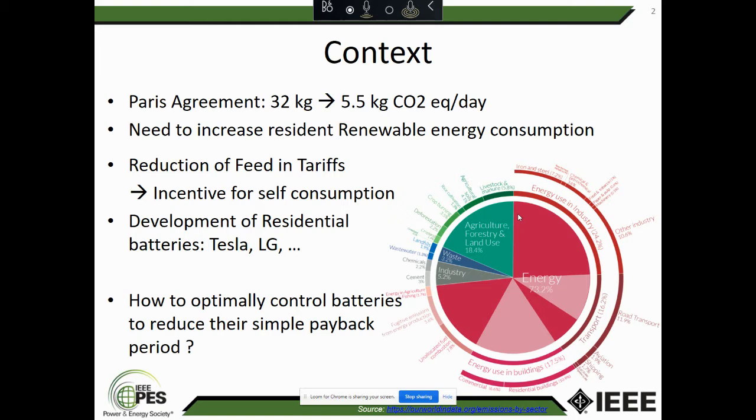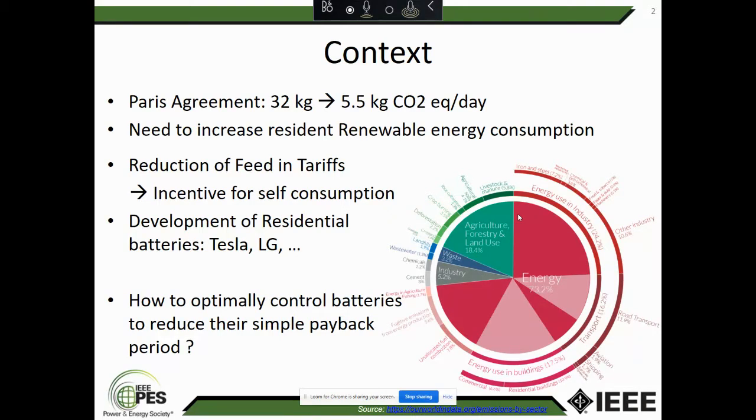Some signs that do not go in the right direction are the reduction of feed-in tariffs, the fact that money is given to small prosumers when they export electricity onto the grid. That was quite convenient to give a business model to rooftop PV and small wind turbines. Now, with the reduction of feed-in tariffs, there is a new incentive for self-consumption.